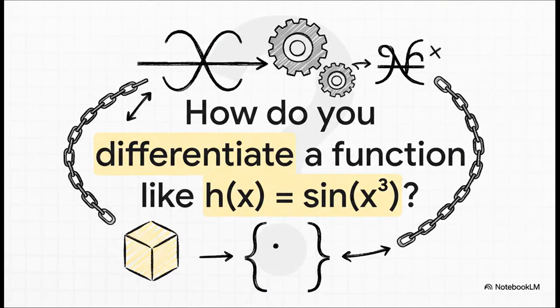Okay, so check this out. You know how to differentiate sine x? No problem. It's cos of x. And you can differentiate x cubed? Easy. That's 3x squared. But what happens when you smash them together and get sine of x cubed? All of a sudden, our basic rules don't quite cut it anymore. We need a new tool for the job.